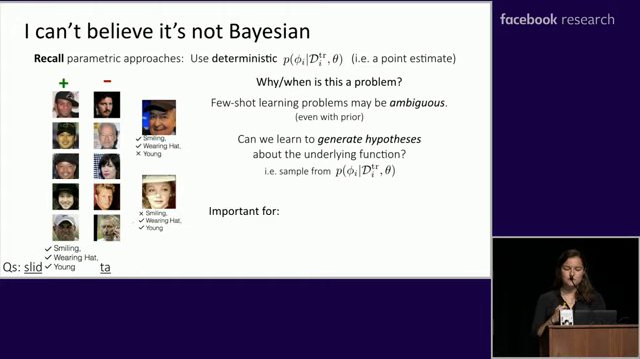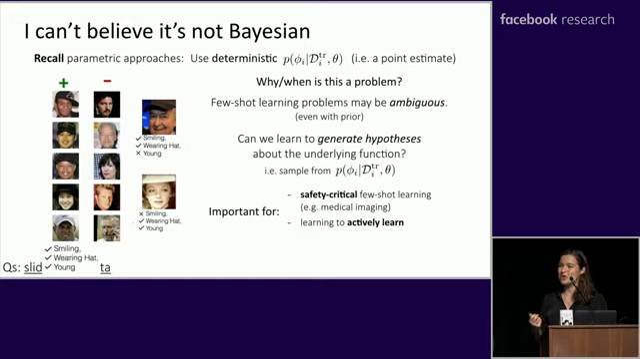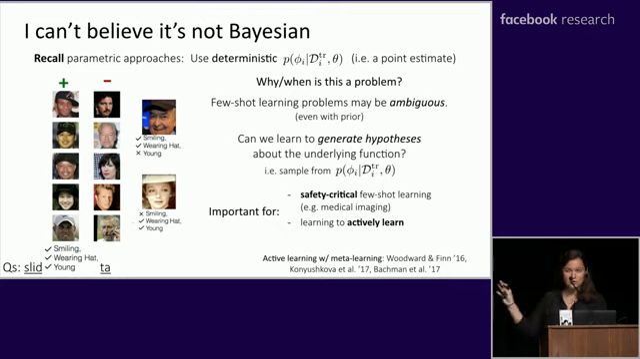And this is going to be important for ambiguous problems, but also for safety-critical few-shot learning, such as medical imaging, and for learning to actively learn. If you care about reducing your uncertainty about a given function and getting labels for new data points, then you want to be able to reason about your uncertainty over your function space right now. There have been approaches for using active learning with meta-learning. And it's also useful for learning to explore in meta-reinforcement learning, because again, we can try to explicitly reduce our uncertainty by collecting more data.